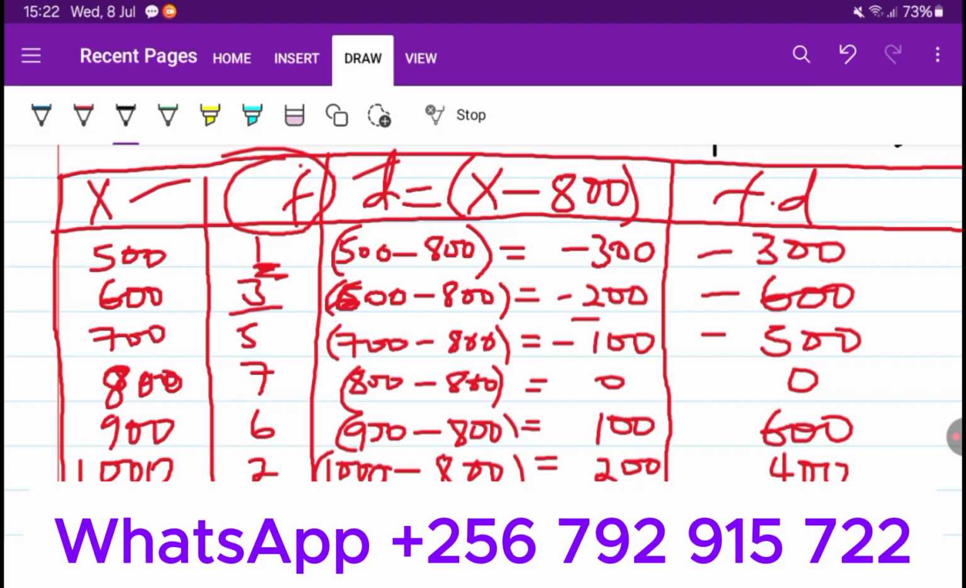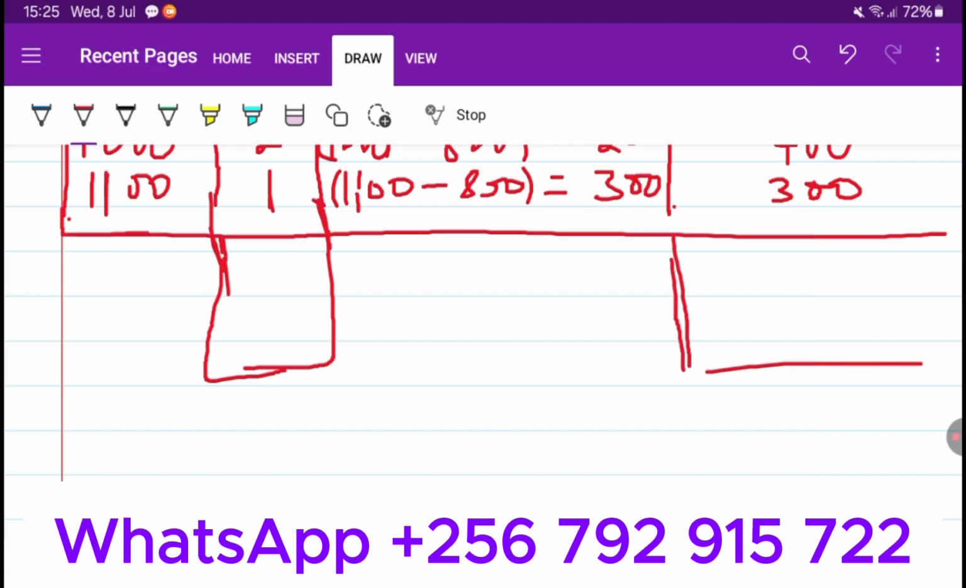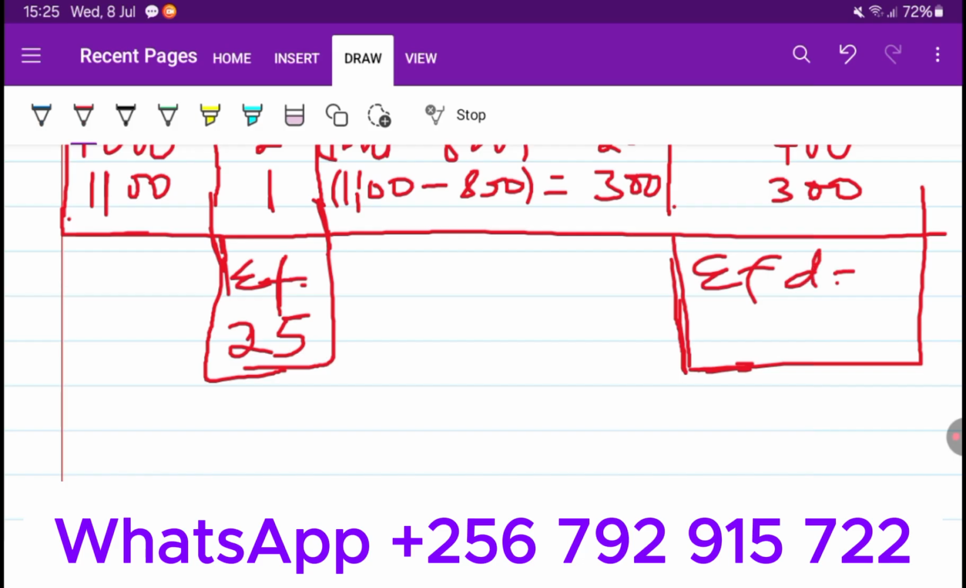Then we go ahead to add up this column. So we add up this column and then this column of the frequency. So we sum up these values for the frequency. So this is summation F, and our summation F is 25. Then we also sum up summation FD, which is negative 100.